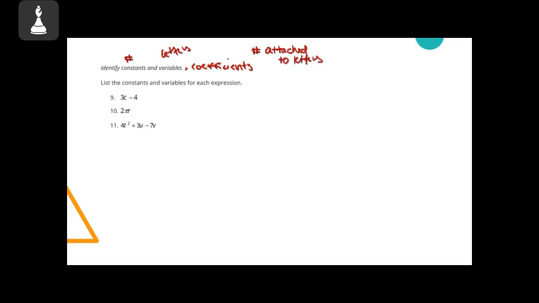So when I look at number 9 here and I have 3c minus 4, well, it's really easy to pick out the variable. That's the easiest one to pick out. So the variable here is c. But what is 3 and what is that -4? Well, 3 is attached to the c, so it is called a coefficient. So the coefficient is 3. And this number by itself, always include the sign in front of it, is your constant.